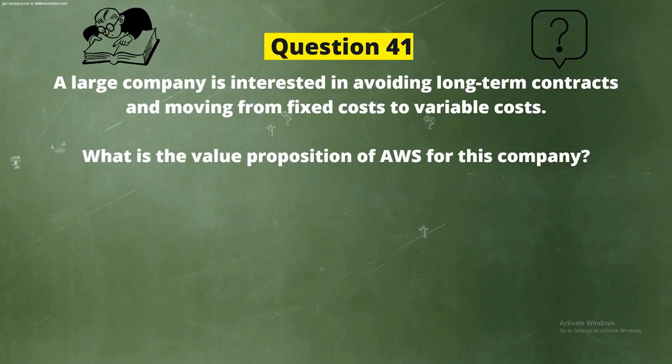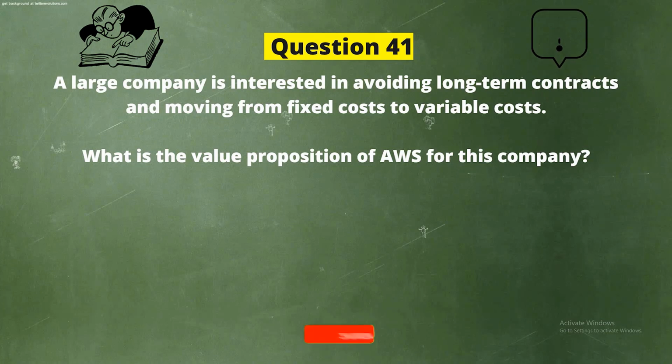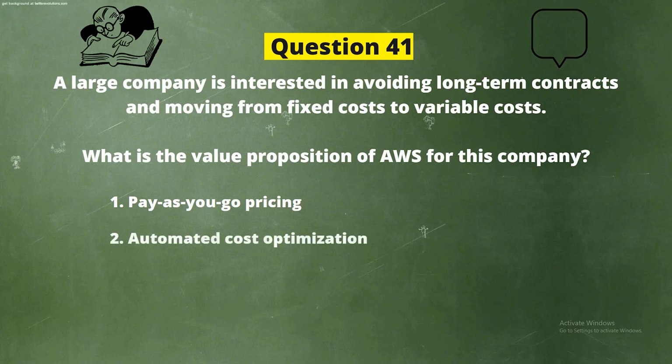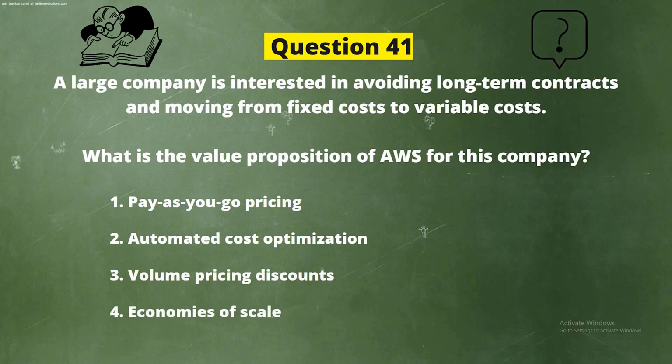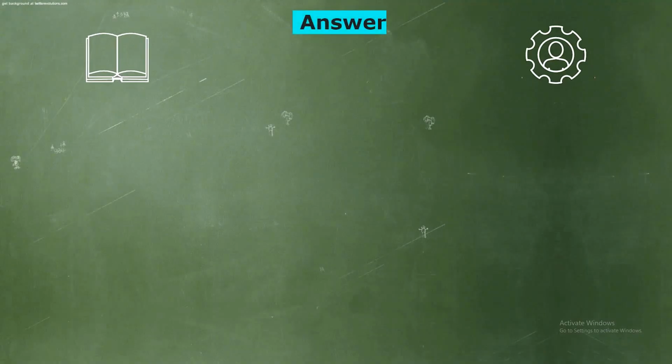Next question. A large company is interested in avoiding long-term contracts and moving from fixed costs to variable costs. What is the value proposition of AWS for this company? And the options are: Option 1. Pay-as-you-go pricing. Option 2. Automated cost optimization. Option 3. Volume pricing discounts. Option 4. Economies of scale. And the correct answer is Option 1.